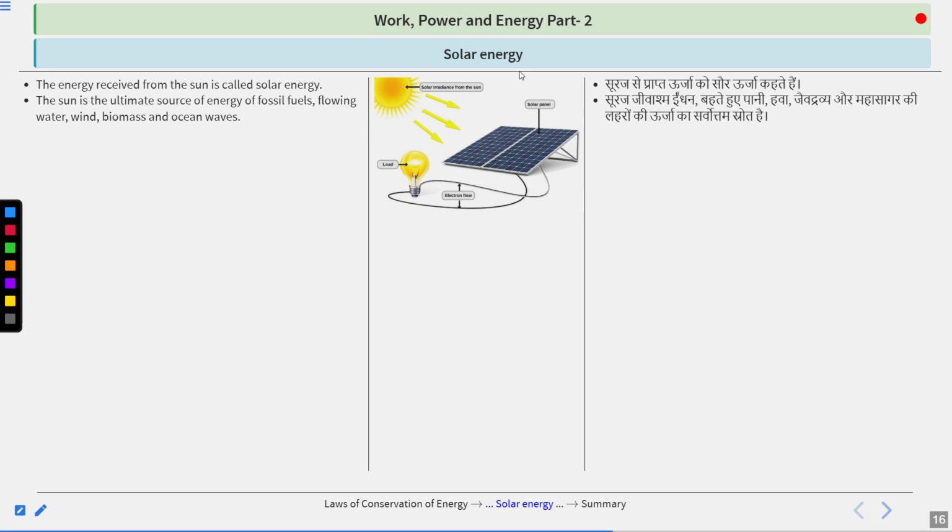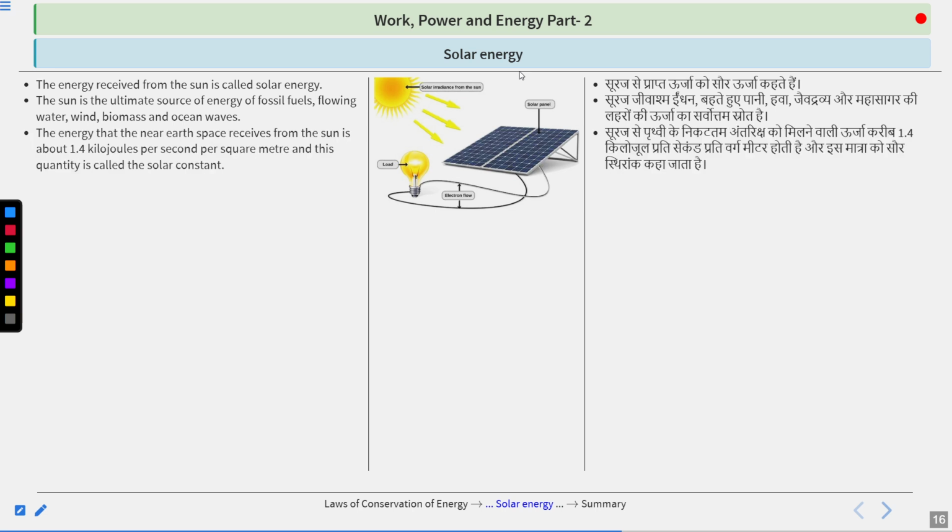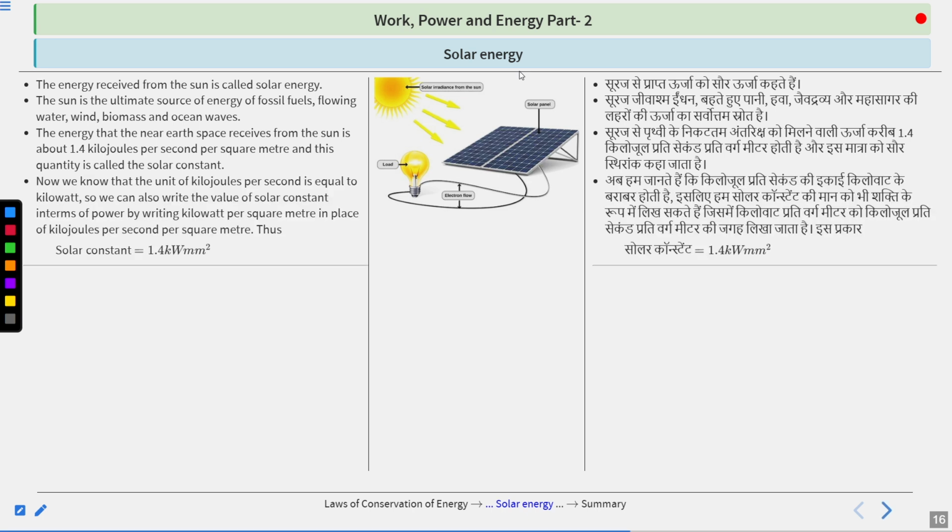That's why the sun is the ultimate source of energy for fossil fuels, for the flowing of water, wind, biomass, and ocean water. The energy that near Earth space receives from the sun is about 1.4 kilojoules per second per square meter, and this quantity is called the solar constant because it remains the same. We know that the unit of kilojoules per second is equal to kilowatt, so we could also write the value of the solar constant in terms of power, using kilowatt per square meter in place of kilojoules per second per square meter. Thus, the solar constant is equal to 1.4 kilowatt per square meter.